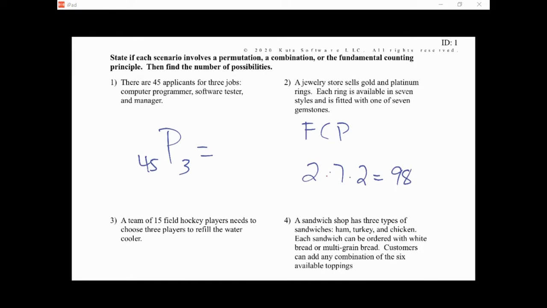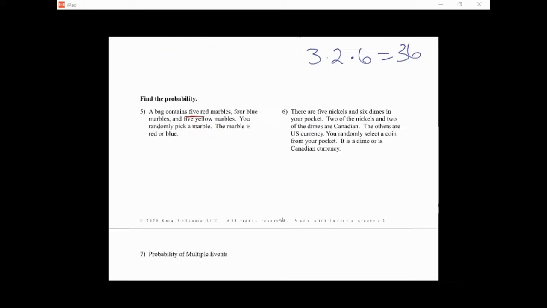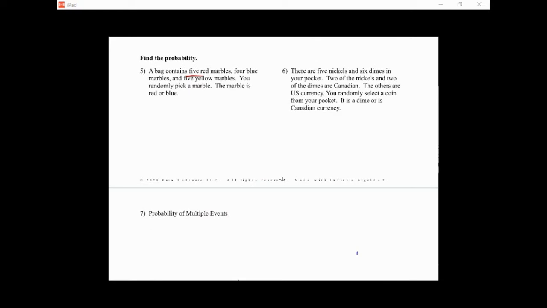Then a team of hockey players needs to choose 3 players to fill the water cooler. C, because they're choosing 3 out of 15, but they all get the same job. And then a sandwich shop has 3 types of sandwiches, which can be ordered on multi-grain or white bread with 6 available toppings. Fundamental counting principle, which would be 3 times 2 times 6, or 36. Huzzah.